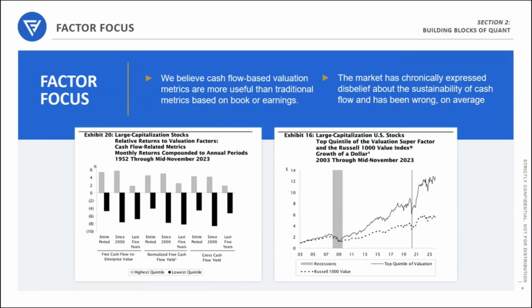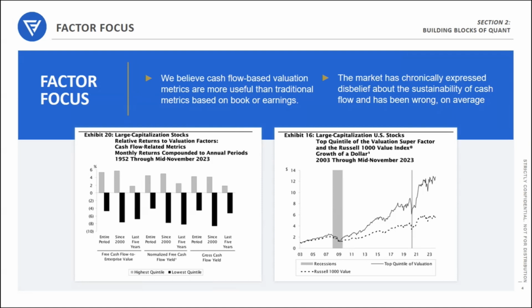You can see some return data here in the bottom left-hand corner of the chart. The gray bars show the performance of the highest quintile of three separate cash flow related metrics over time periods going back to 1950, looking back over the last couple of decades since 2000, and then ultimately looking over the last 5 years. We also see the underperformance for stocks that look the most expensive, those that have the lowest yields, and you see pretty nice results over each of these different periods.